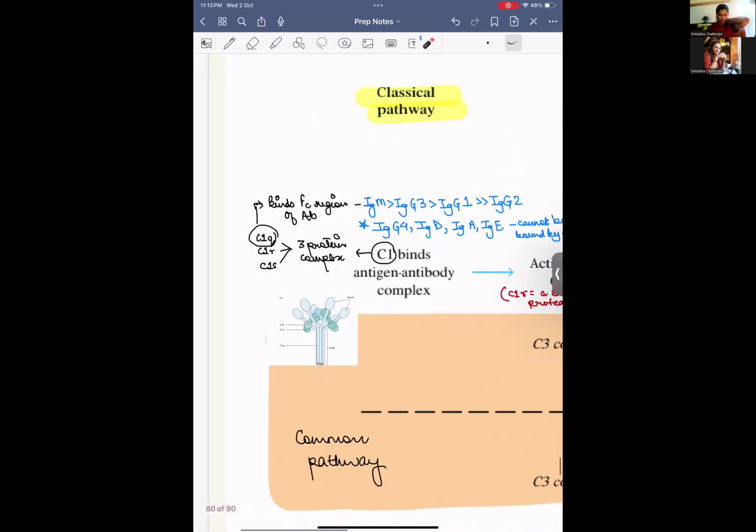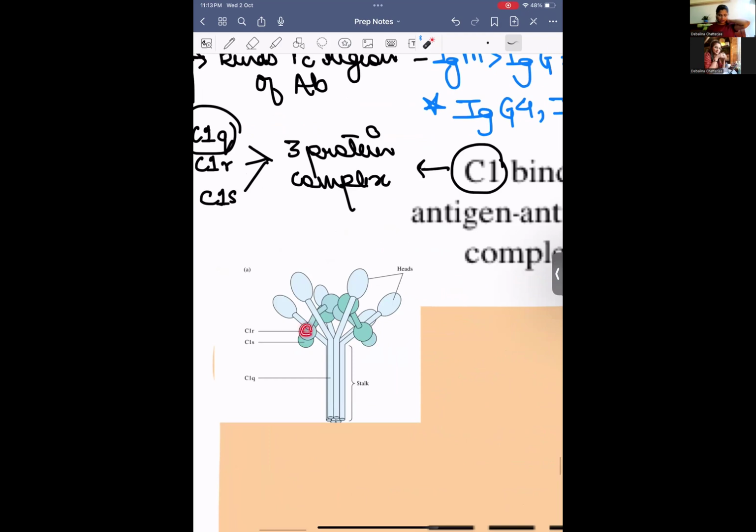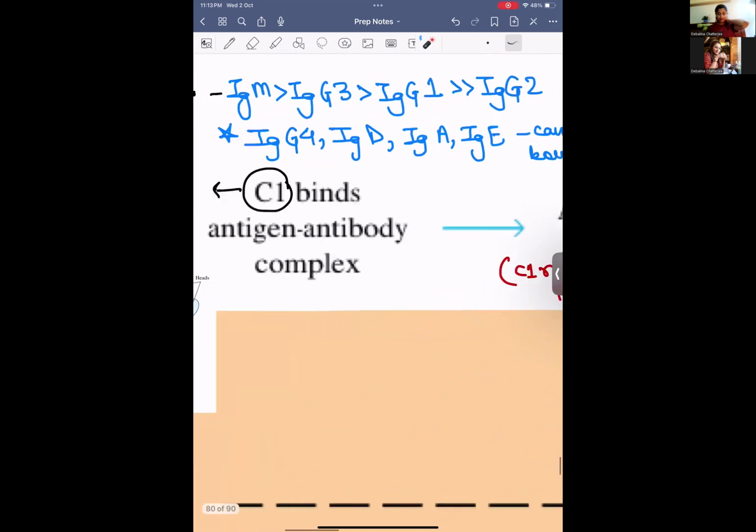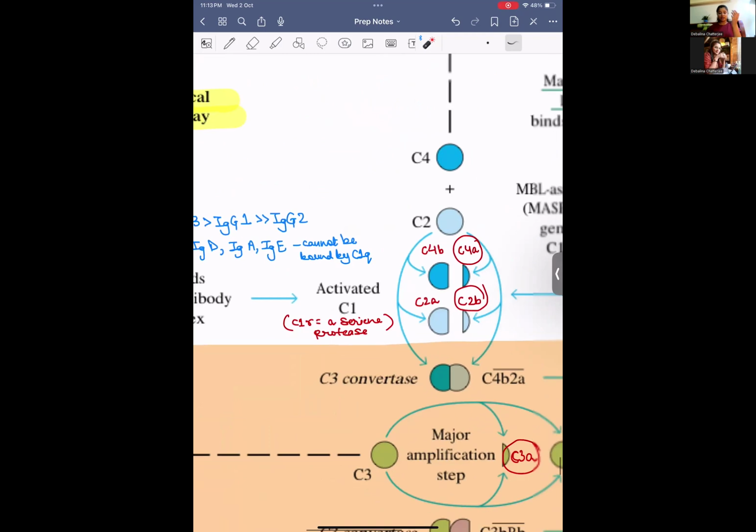C1r, as you see here, is nothing but a serine protease. I said complement proteins, so the complement system involves complement proteins, and if there is any cleaving happening, it has to be mediated by some sort of proteinases. Any enzyme that cleaves proteins is called a protease. So C1r is a serine protease.